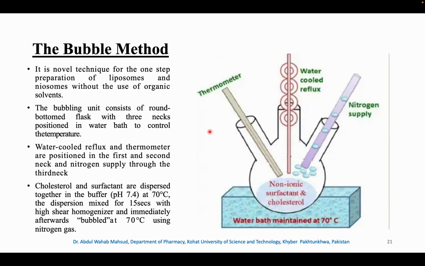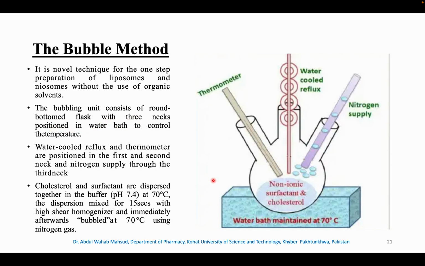The bubble method. It is the bubble method which is used for the preparation of niosomes. It is a novel technique for the one-step preparation of liposomes and niosomes without the use of organic solvents. This method can also be used for the formation of liposomes. The bubbling unit consists of a round bottom flask with three necks. 1, 2, 3. These are the three necks of the round bottom flask.